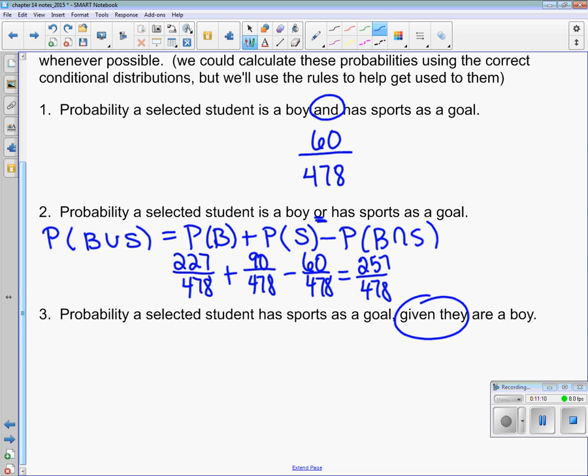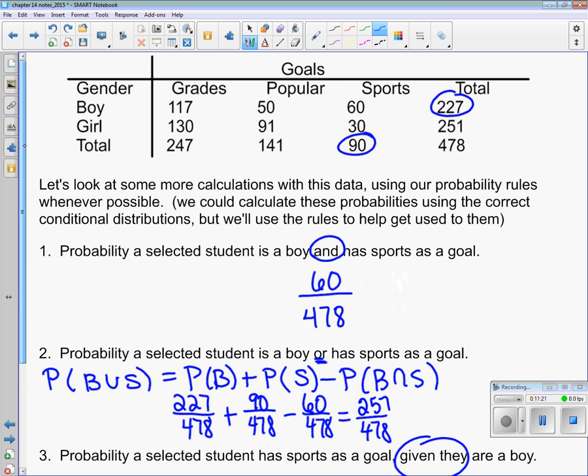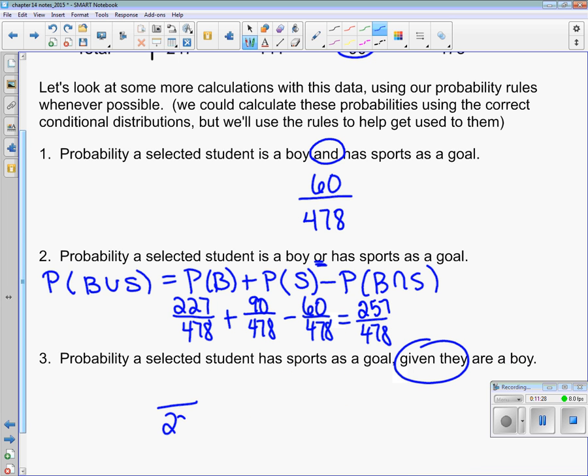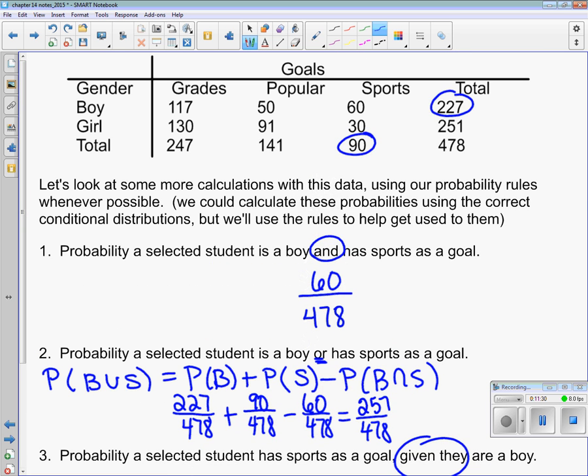Okay, so let's pull that chart back up and let's figure out what we're dividing by. Whatever follows the word given that is what you divide by, okay? So we're given that they are a boy. So I'm going to be dividing by 227 because that's the total of the boys, okay? So dividing by 227. I'm actually going to be looking at this 227 row. I'm looking at this boy row. It said boy, right? Given that they're a boy, right?